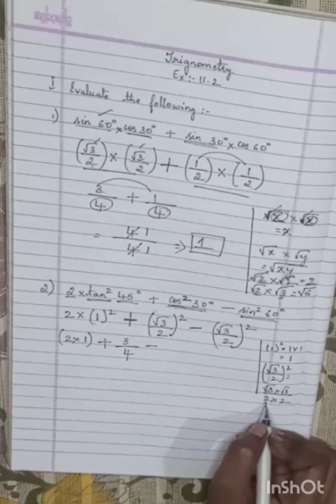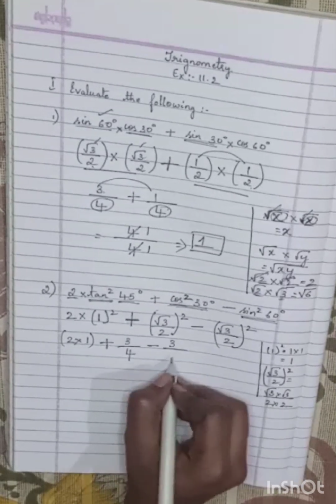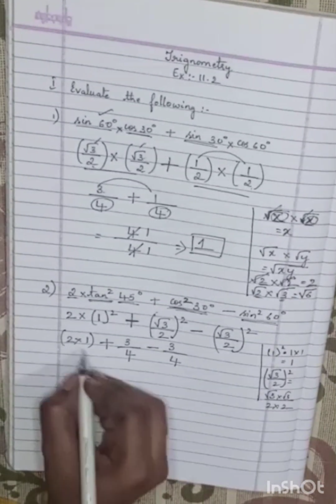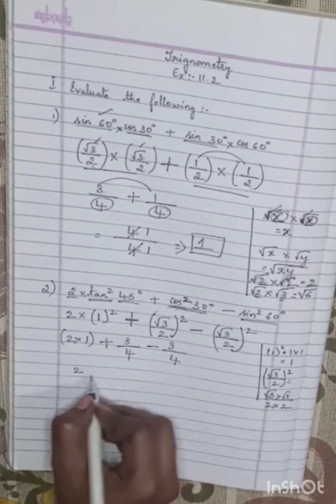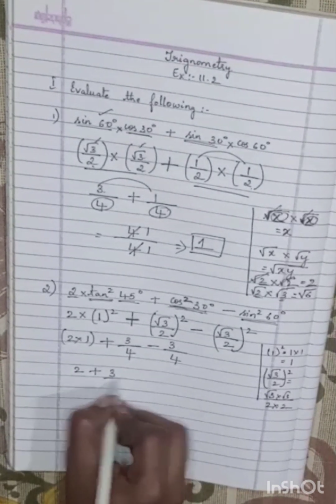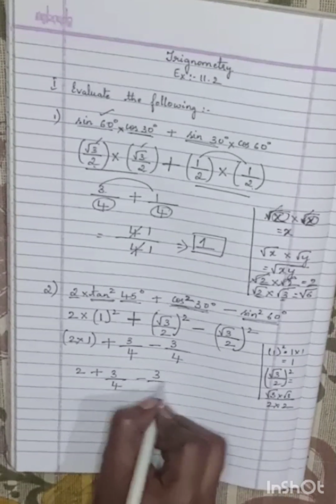Minus, similarly for this, root 3 by 2 the whole square, which means root 3 into root 3 divided by 2 into 2. Again 3 by 4. Then 2 1s are 2. Here we have, okay, let me write, plus 3 by 4 minus 3 by 4.